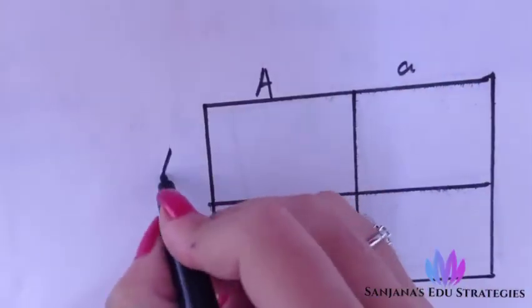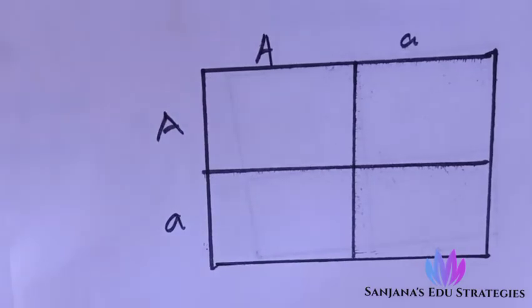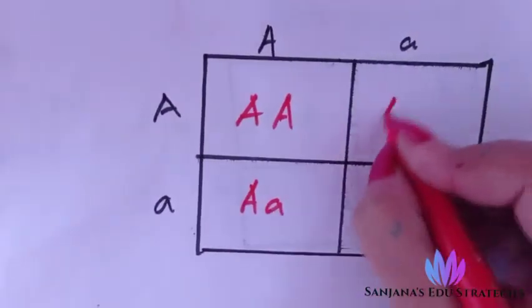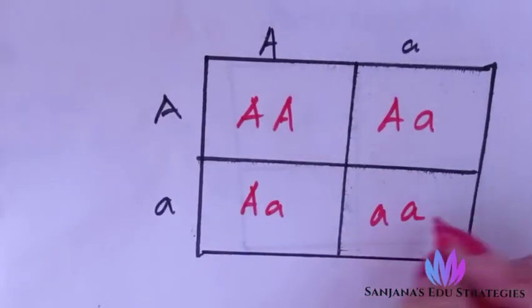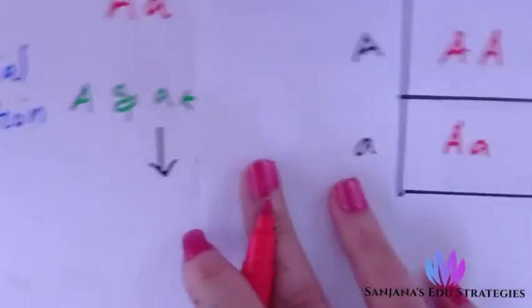Okay, they are undergoing self-pollination. So you will get offspring like this. Okay, these many offsprings are formed. I will write it here.